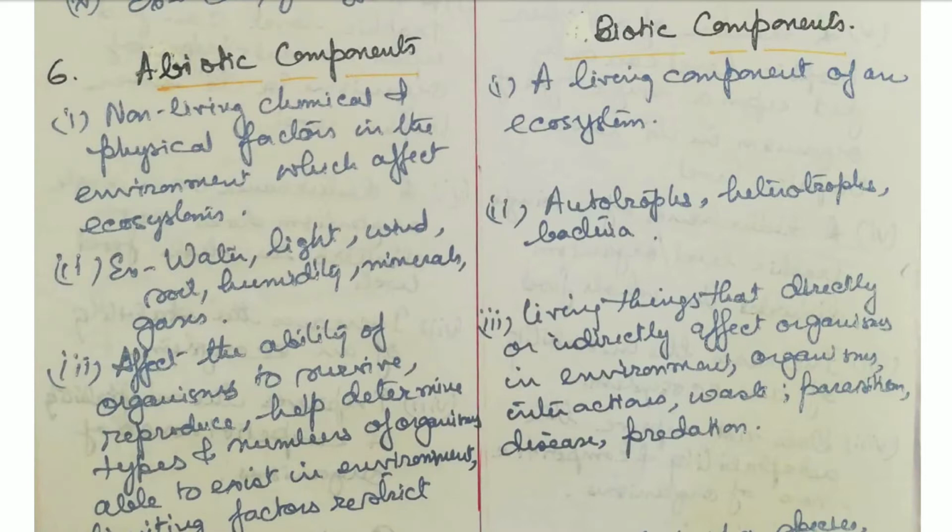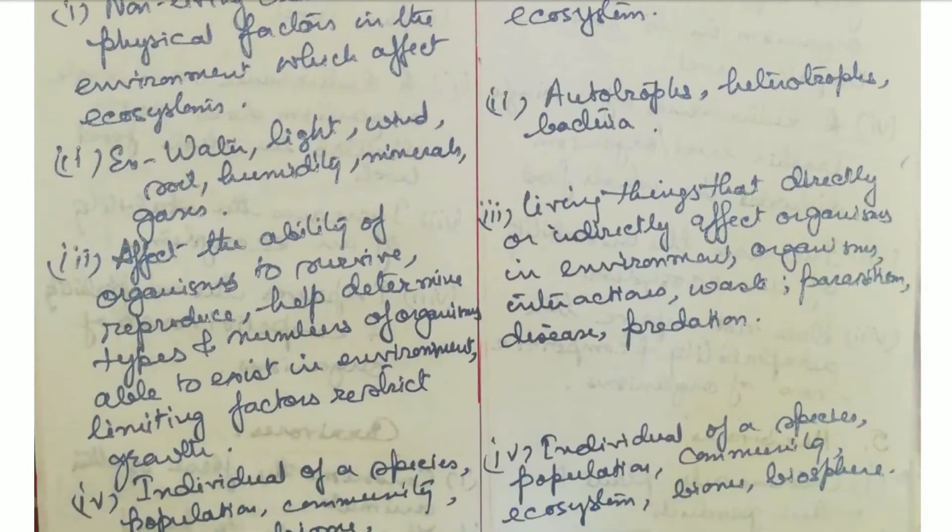Abiotic components affect the ability of organisms to survive and to reproduce, and help determine the types and numbers of organisms which are able to exist in the environment. Their limiting factors restrict the growth. And these biotic components are the living things that directly or indirectly affect the organisms present in the environment: the organisms, their interactions, their wastes, their parasitism, then disease, predation, etc.